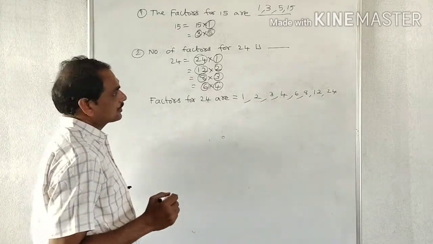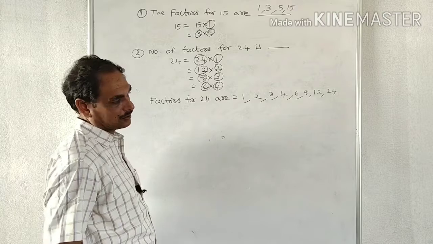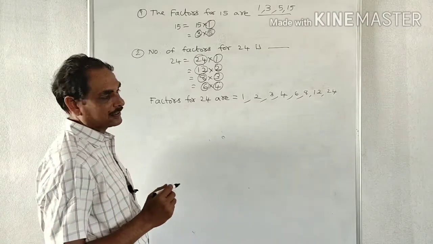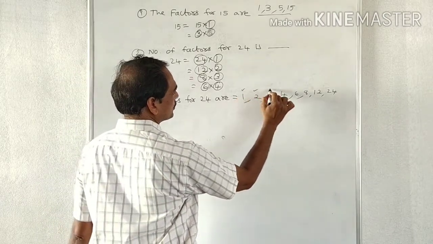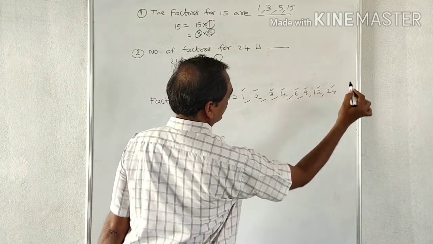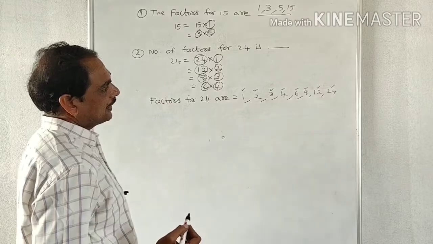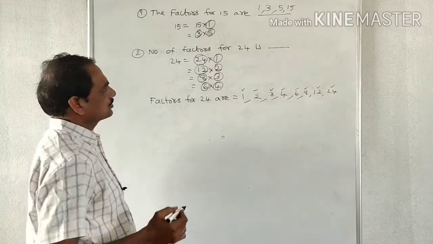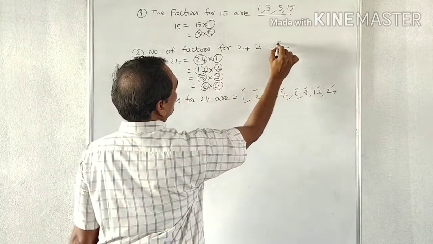But the problem asks for the number of factors of 24. So we have to count the factors: 1, 2, 3, 4, 5, 6, 7, 8. So there are 8 factors of 24. The number of factors for 24 is 8.